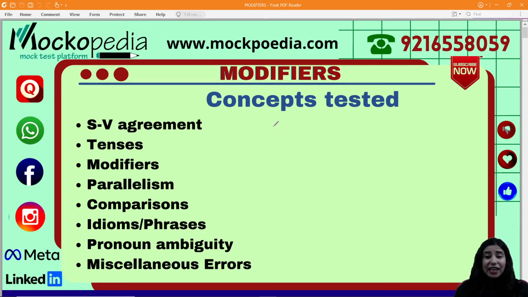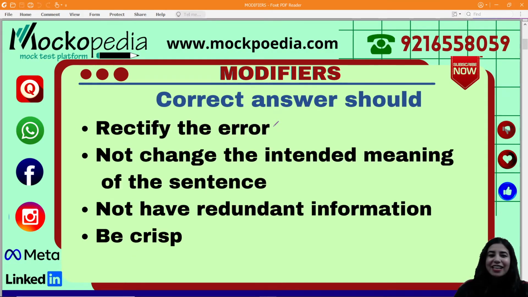So let's get started. As you can see on the screen, these are the major concepts which are very frequently tested in almost all the competitive exams. The concepts are subject verb agreement, tenses, modifiers, parallelism, comparisons, pronoun ambiguity, idioms, phrases, and then there are some common errors or general errors which we call miscellaneous errors. While you're preparing, please ensure that you touch base on all these fundamental concepts. Today, out of the entire list, we are talking about modifiers.